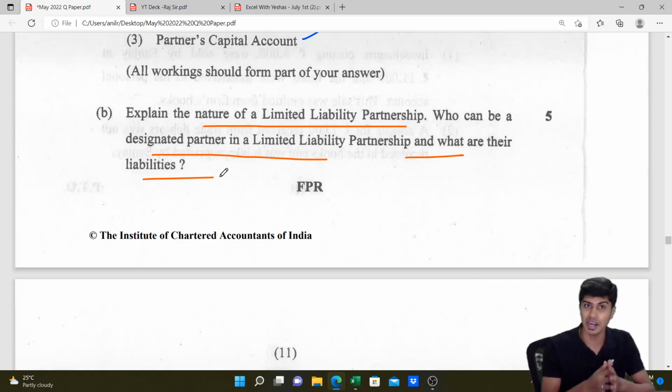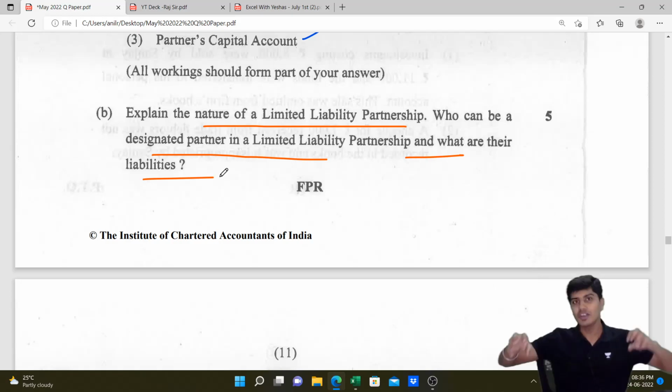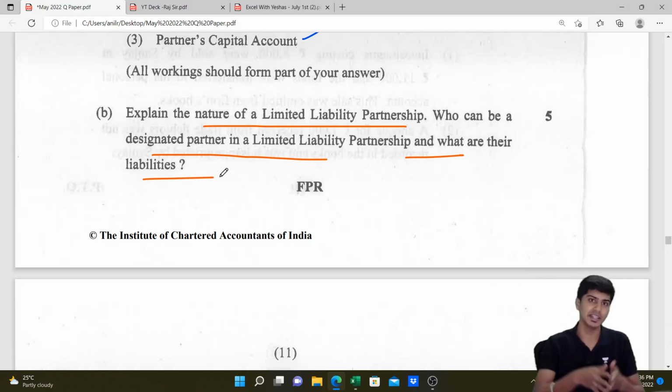So in such a case, what will happen? You need to note that there are a minimum of 2 designated partners who are humans. What if all the partners in the firm, or all of them except one, are non-persons or non-humans? Then what will happen? Then such body corporates or partnership firms, whoever are there as a partner in the LLP, will nominate a person to become the designated partner in the firm. That's it. A simple theory question.